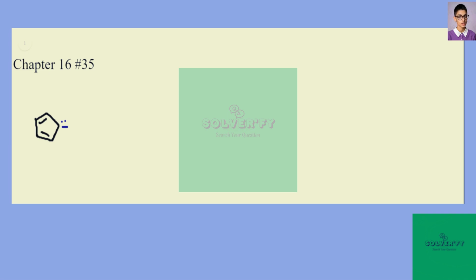And so that is going to look like this. So these electrons can go here. These electrons can go to this carbon.